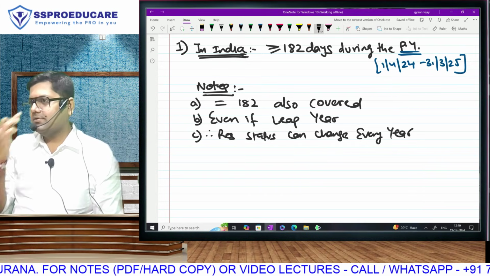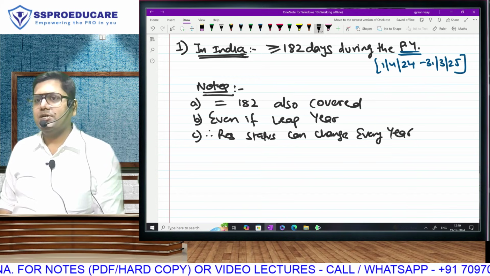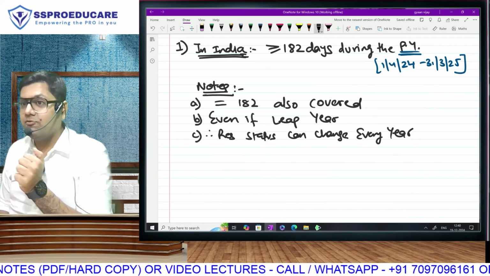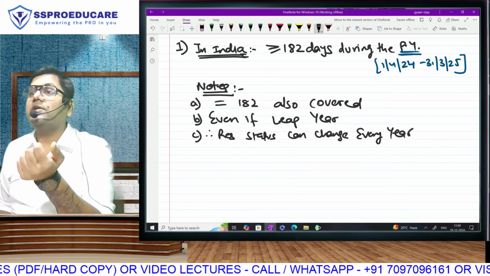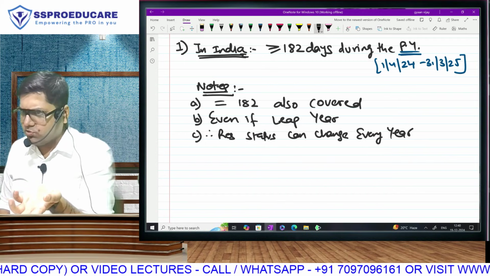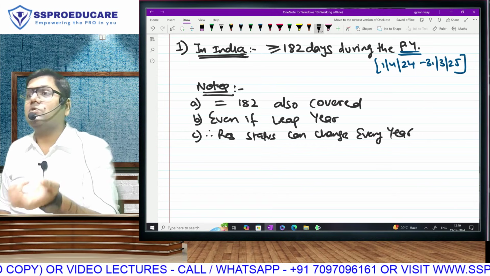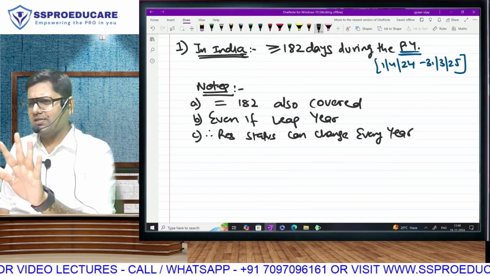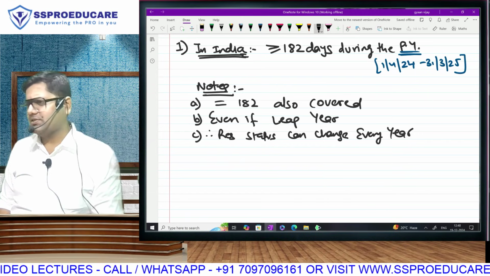Did you think about it? Residential status can change. Why, sir? Because it is possible. One year I was in India the full year. Another year I was not in India at all. So the year in which I was here for the full year, with 182 days also, I am resident only. And the year in which my stay was 0, I have become a non-resident, subject to condition 2 and condition 3, but as of now, condition 1 is not satisfied.